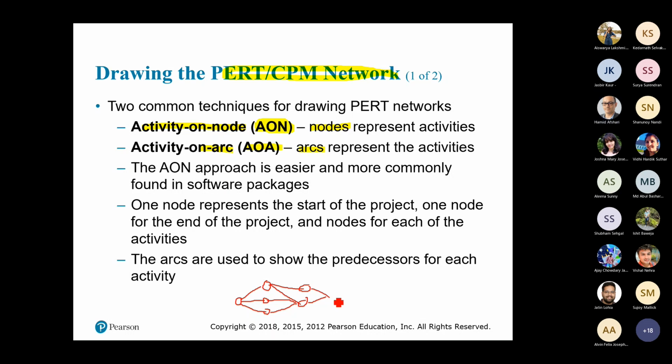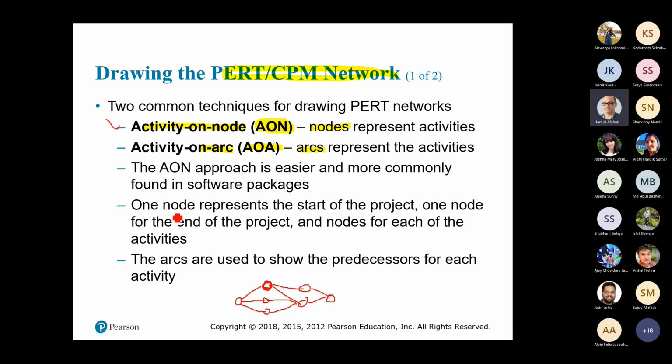And if the activities are written on the arcs, this is called activity on arc. If the activities are written on nodes, we call them activity on nodes. Based on the experience, activity on node is the best method and people don't get confused. Okay, so we will use this method.